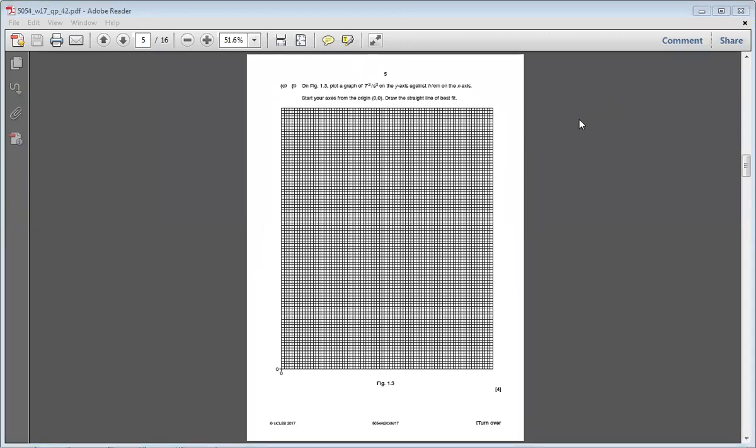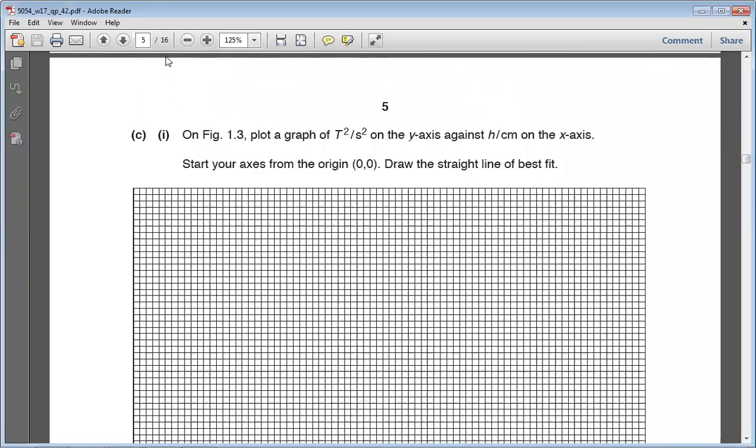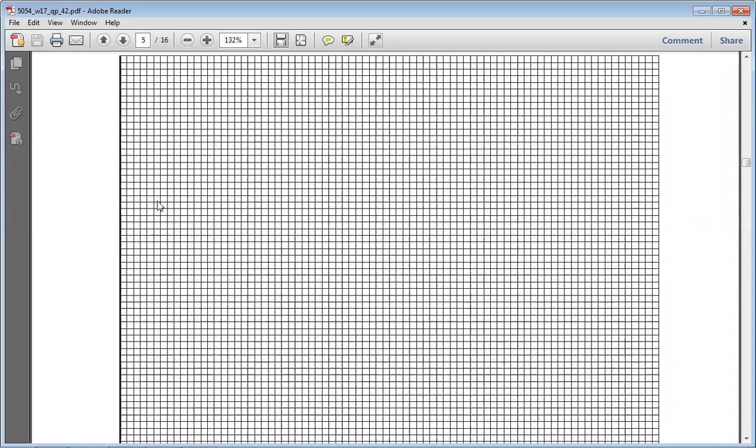Question number 1, part C, first portion. It says on figure 1.3, plot a graph of t square on the y-axis against h in centimeters on the x-axis. Start your axes from the origin and draw the straight line of best fit. Here you have the grid, and I have reduced the size. This is the basic question, and they want you to draw the graph.